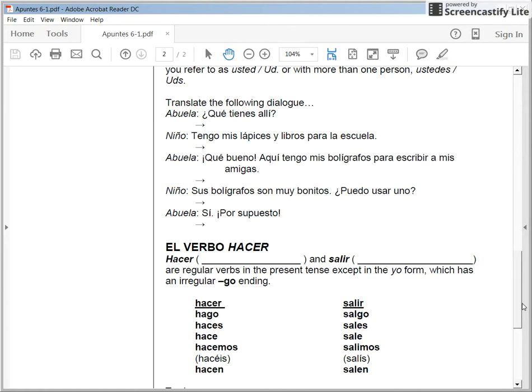Qué bueno, aquí tengo mis bolígrafos para escribir a mis amigas. Should translate to, that's good or that's great. Here I have my pens in order to write to my friends. Again, matching amigas and bolígrafos being plural.